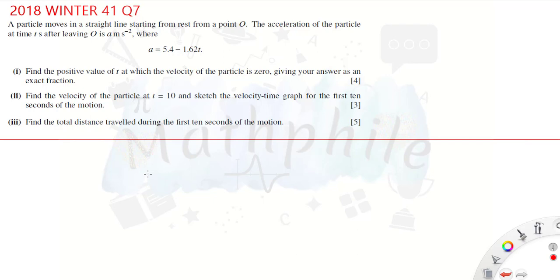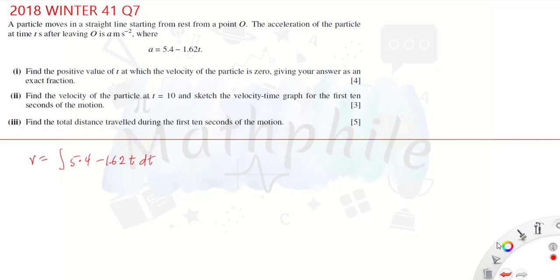So let's do justice to this question. When the velocity of the particle is zero, I can just integrate this one, or differentiate? We are going to integrate. So we can say that the velocity v is going to be equal to the integral of 5.4 minus 1.62t.